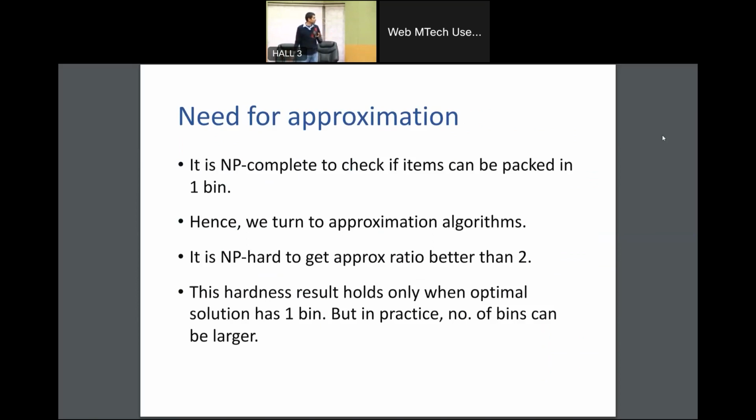The two-dimensional and the three-dimensional geometric bin packing problems are NP-hard. In fact, it's NP-complete to check if a set of items can be packed into a single bin, and so we turn to approximation algorithms. This result means that we cannot get an approximation ratio better than 2. But this hardness result only holds when the optimal solution contains just one bin. In practice, there are a large number of items, and so the number of bins is also large. So the question is: can we do better in that setting?